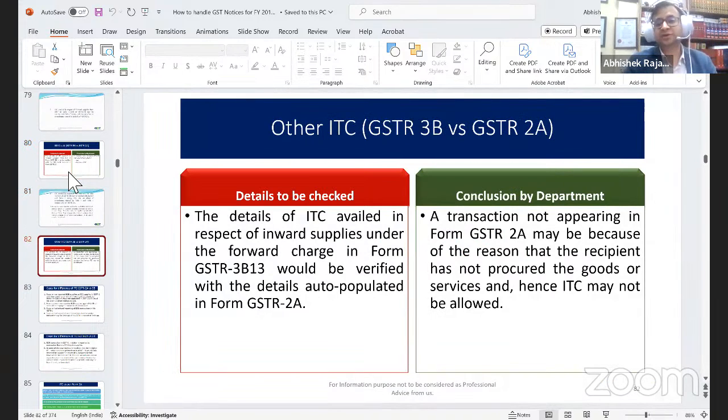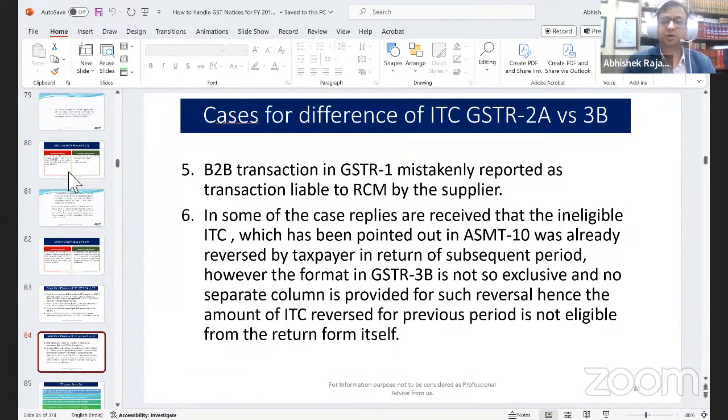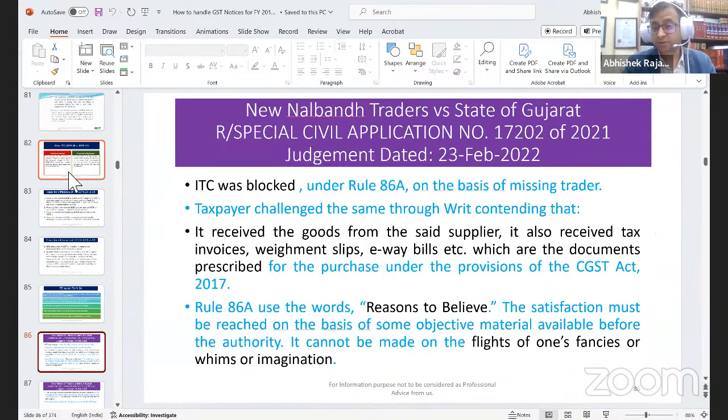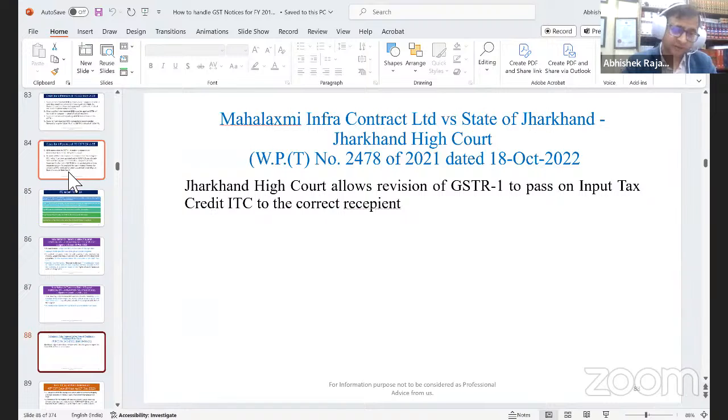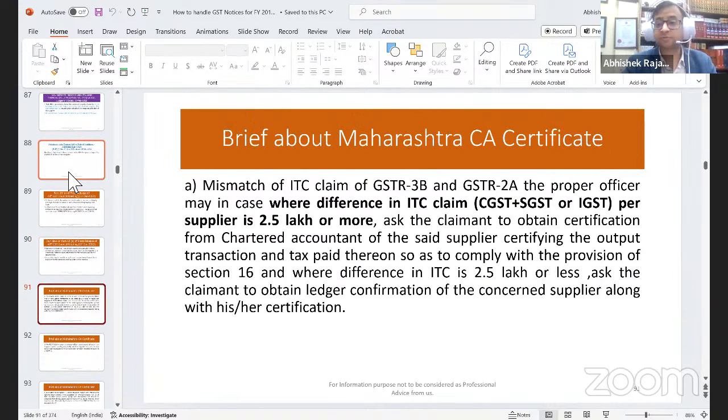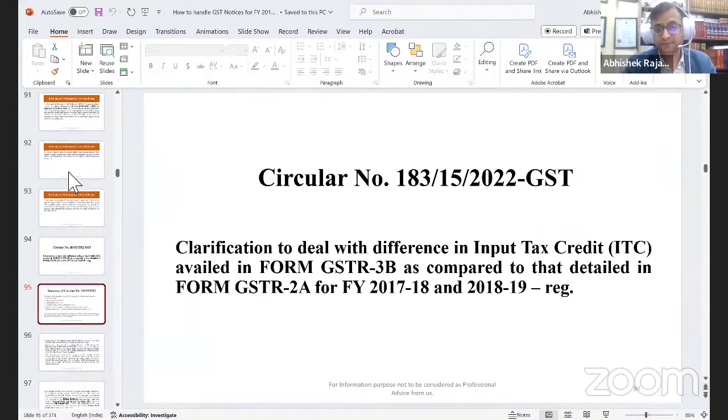Let's say the issue is of GSTR versus 2A. So we have got circular 183, 193 for 17-18, 18-19. For 19-20, we have got. So we can use that. We can claim relief on that. But in those cases, you have to submit all the documents.